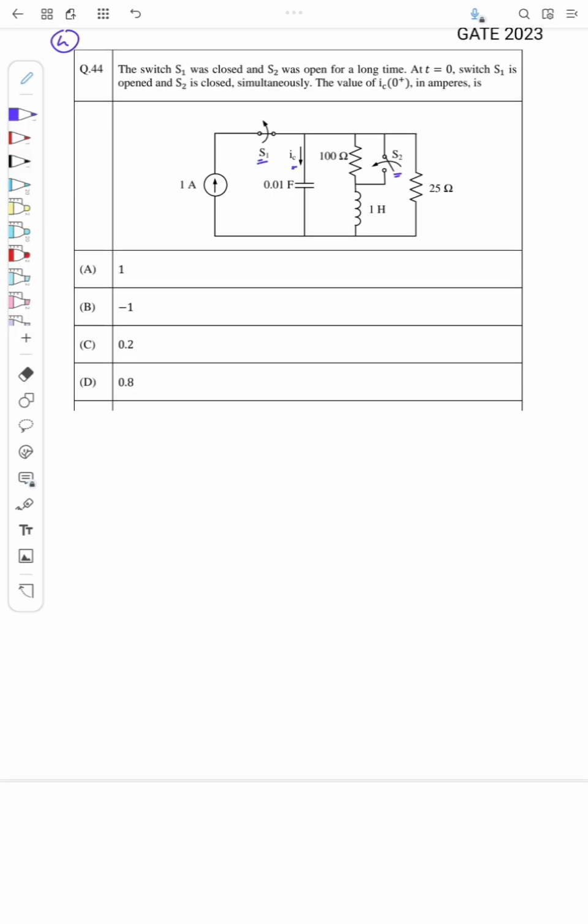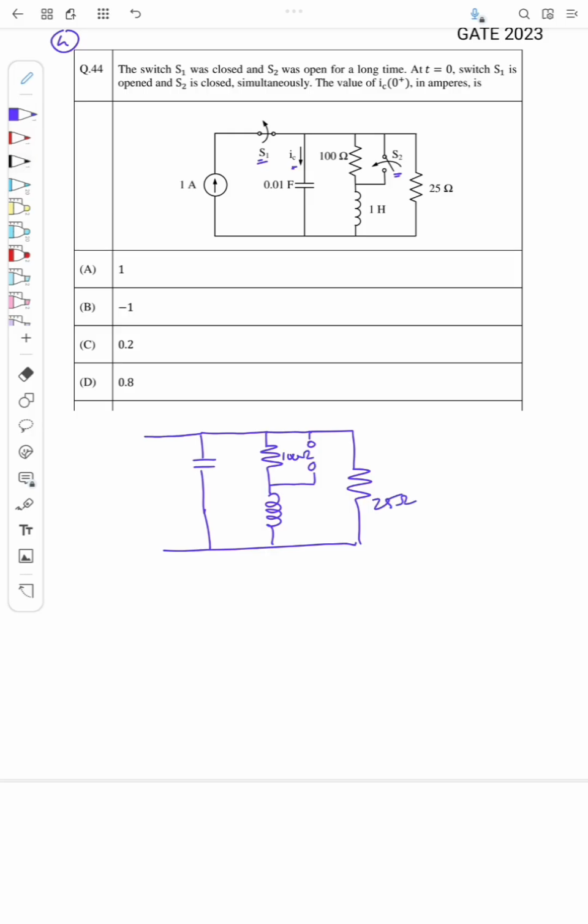Okay, so first we will draw the state of this network when t is less than 0, that is, when S1 is closed and S2 is open. Okay, so if I draw that, this is what happened.